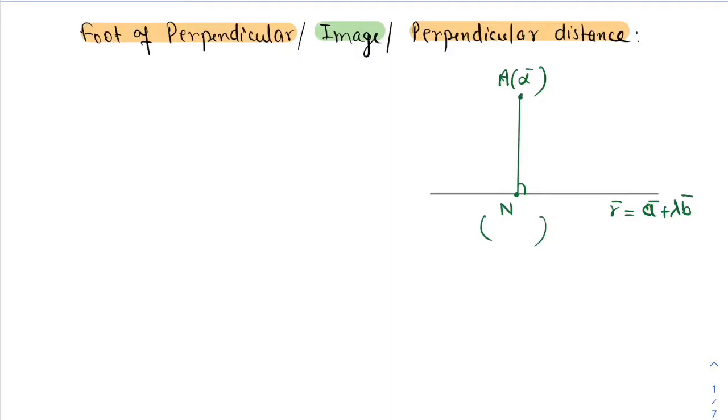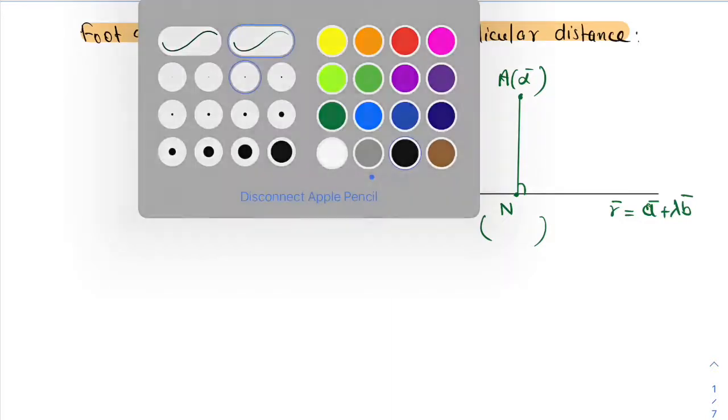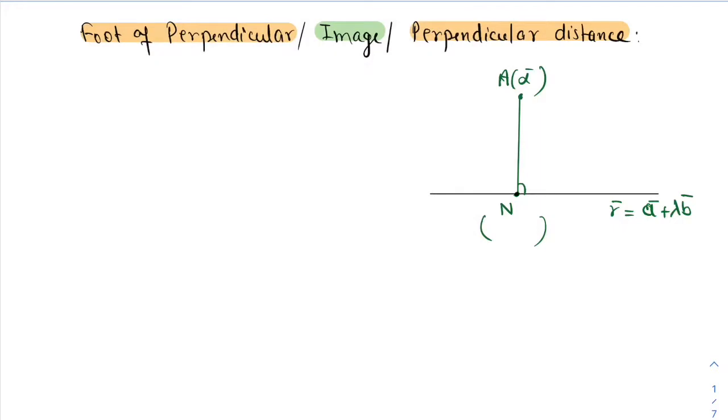So what we can do, we can consider this point, that is N, as a plus lambda times b, because the whole equation of the line is r equal to a plus lambda b. Any point on the line, r is itself a variable vector, the position vector of any variable point on the line. So N is also a point on the line, so I can take N as a plus lambda times b. The only thing required here is to calculate this lambda.